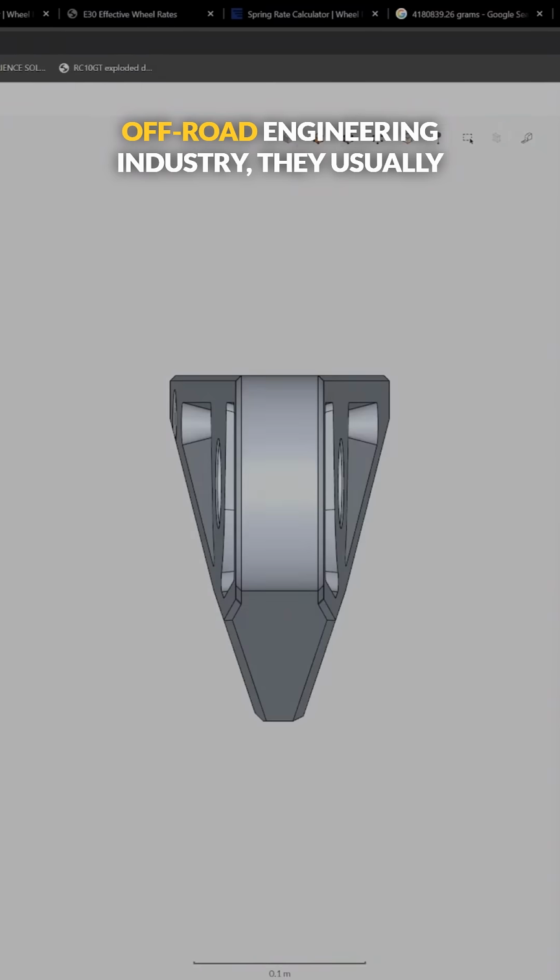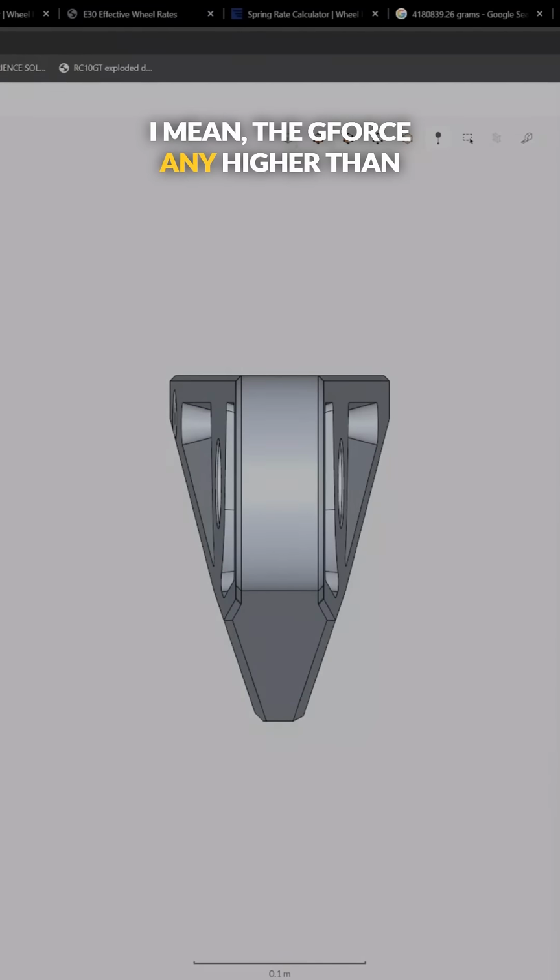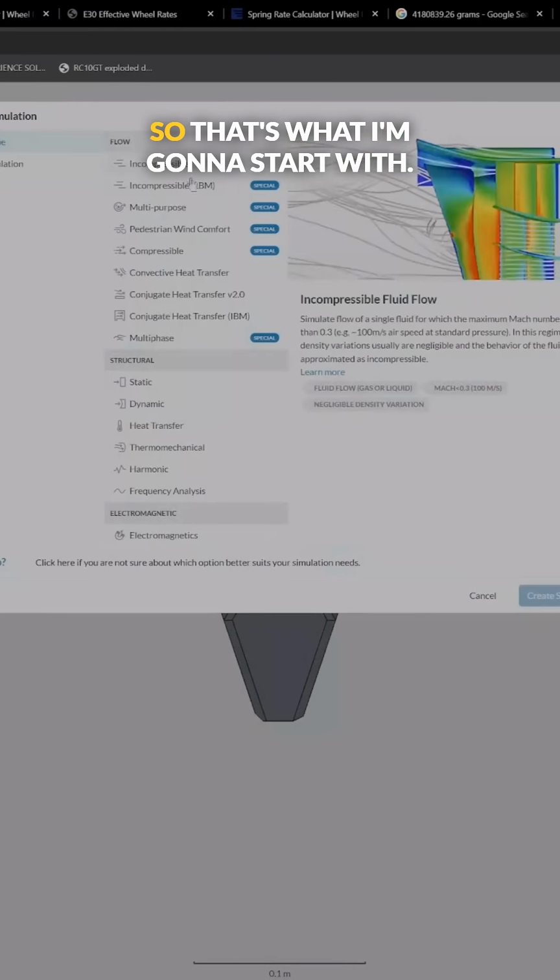So I heard from a video once that in the off-road engineering industry, they usually simulate for a 5G load. And that makes sense. I mean, the G-force any higher than that would just break your bones. And it seems like a good standard. It's a reasonable place to start. So that's what I'm going to start with.